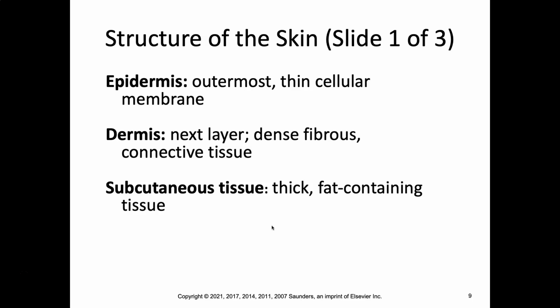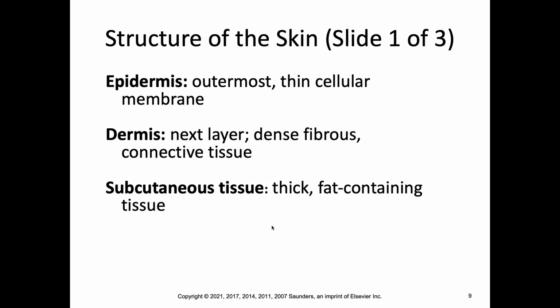Well, there are 3 layers to our skin. The topmost layer is your epidermis. That's the outermost. It's a thin cellular membrane. So if you're touching your skin right now, you are touching the epidermis. Underneath of that is a large layer called dermis. It has dense fibrous connective tissue in it and all sorts of other things, which we'll get to soon.